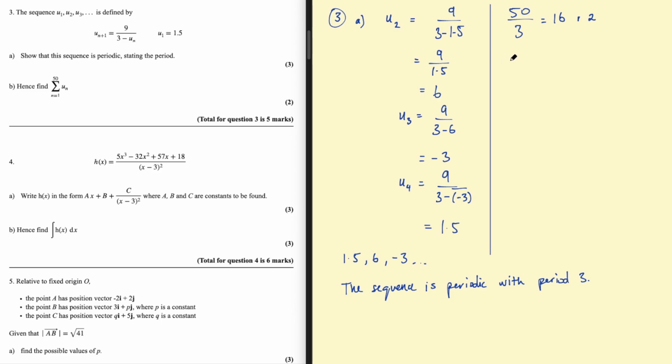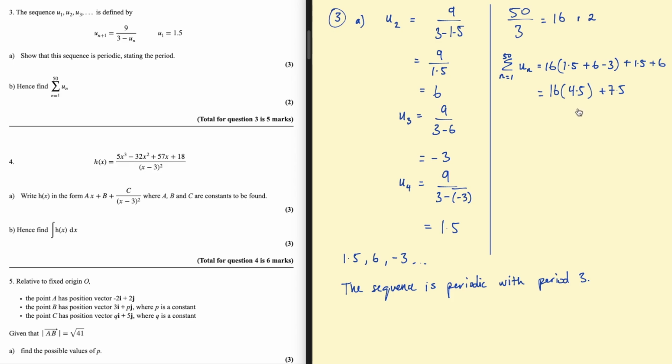So we can say then that the sum from the first term to the 50th term of u sub n is equal to 16 times the sum of these terms. So 16 times 1.5 plus 6 take 3. And then we're going to have the first term again, so 1.5, and then the second term, which was 6. So then we just need to work this out. 1.5 plus 6 take 3, that's 3 plus 1.5, so that's 16 times 4.5 plus 7.5.